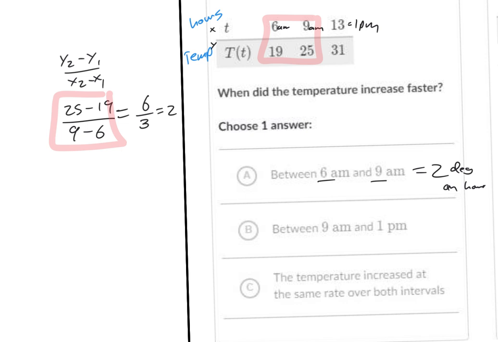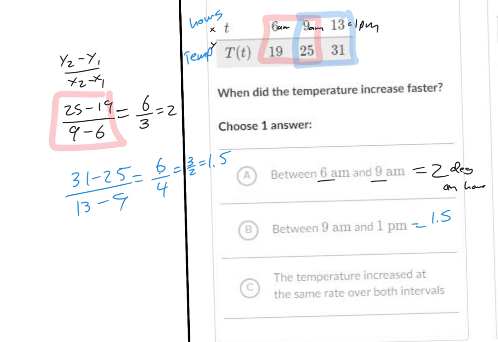Okay. Now let's do it from 9 to 1. Same idea, though. I'm just going to do 31 minus 25 over 13 minus 9. And I'm going to use the 13 as opposed to the 1 because it's much easier to figure out the difference, because otherwise I'd have to convert this back to 13 anyway. So 31 minus 25 is 6. 13 minus 9 is 4. 6 divided by 4 is, well, you could reduce it to 3 halves, or you could say 1.5. So this would be 1.5 degrees an hour.